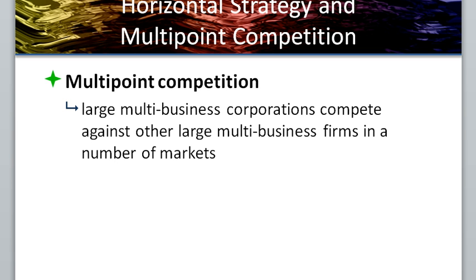Okay, and finally, there's this multipoint competition where large multinational corporations compete against each other or against other large multinational businesses in a number of markets. So these multipoint competitors are firms that compete with each other not only in one business unit but also in a number of business units. So at one time or another, a cash-rich competitor may choose to build its own market share in a particular market to the disadvantage of another corporation's business unit.